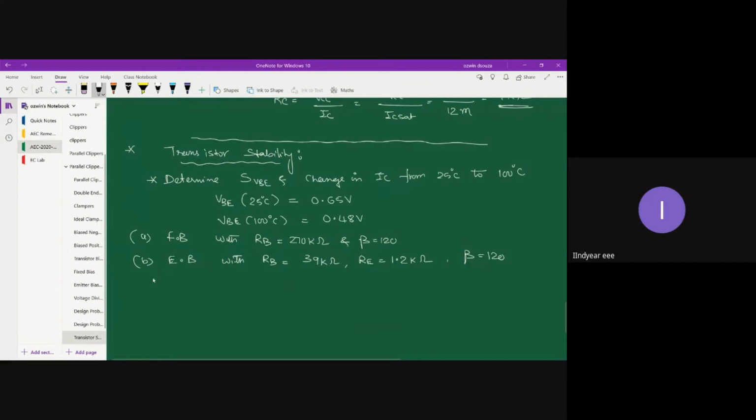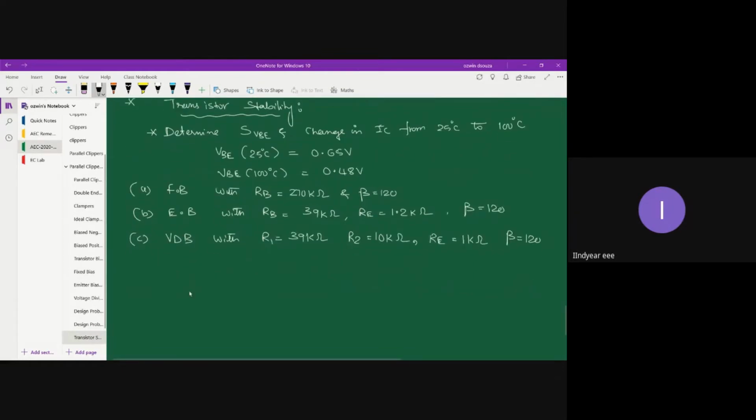Okay. Third one, voltage divider bias with R1 is equal to 39 kilo, R2 is equal to 10 kilo. This is 39 kilo ohm, okay, not 3.9 kilo, what you did in exam. This is RE is equal to 1 kilo ohm and beta is equal to 120. Okay, all right. So this is the problem. So you need to find out SVBE. So let's write down the objective.